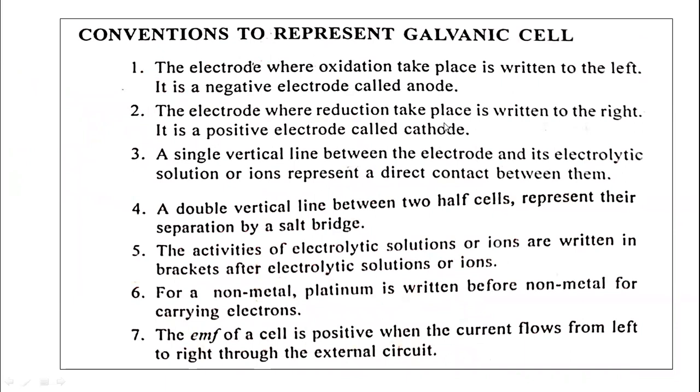The electrode where reduction takes place is written to the right side. It is a positive electrode. It has positive polarity. It is called the cathode.